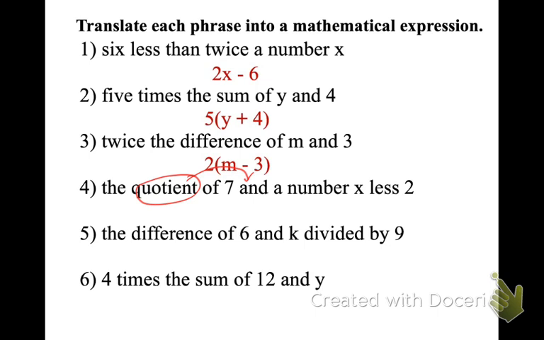So 7, there's my division sign. I have a 7, and then x, and then less 2. I believe we can write that like this, 7 over x minus 2. Okay. Let's see what they do with that.